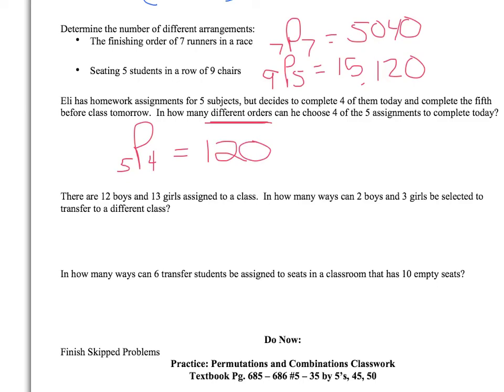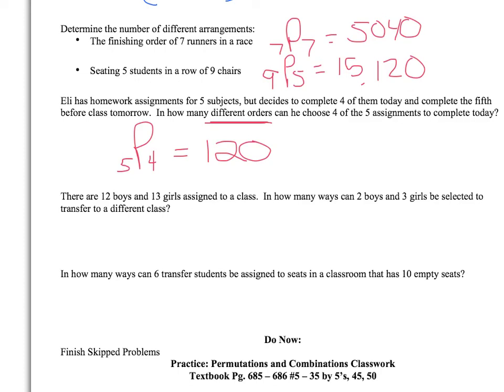The next one, there are 12 boys, 13 girls in a class. How many ways can 2 boys and 3 girls be selected to transfer to a different class? So right now you're in my E2 trade class and I say, all right, I need 2 guys and 3 girls to move over to my other class. Does it matter whether I pick boy 1, boy 2, or boy 2, boy 1? They're still going to the same class. It doesn't matter the order I pick them in. They're still moving. So since order doesn't matter, we will use a combination.